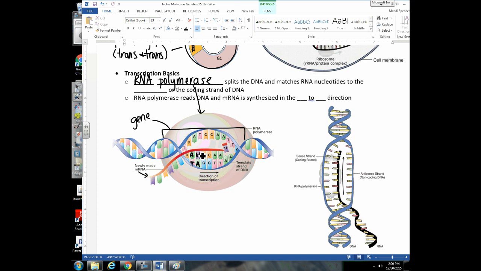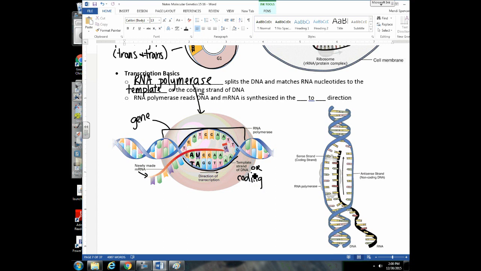Now, another idea that I want to point out here is you can see that there's two sides to DNA. So here's a side of DNA, and here's a side of DNA. And you can see that only one side is being copied into mRNA. The side of the DNA that is being copied is noted as the template strand. So this is the template. This is what we're copying. Sometimes it is called the coding strand. So this can be the template strand, or let's write coding strand.